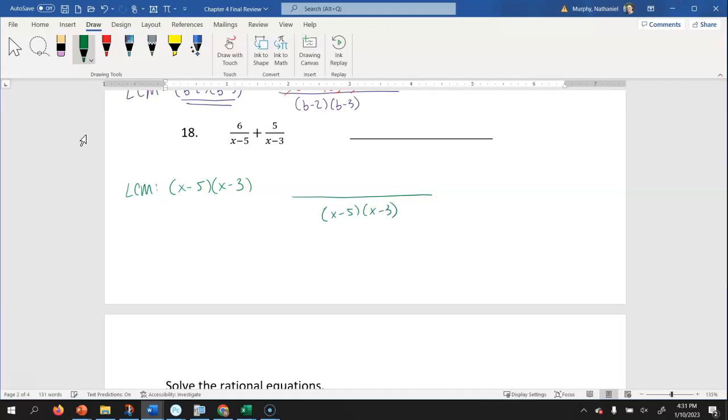So I need to look at my first fraction. Okay, so I have x minus 5 here. What's missing? x minus 3.